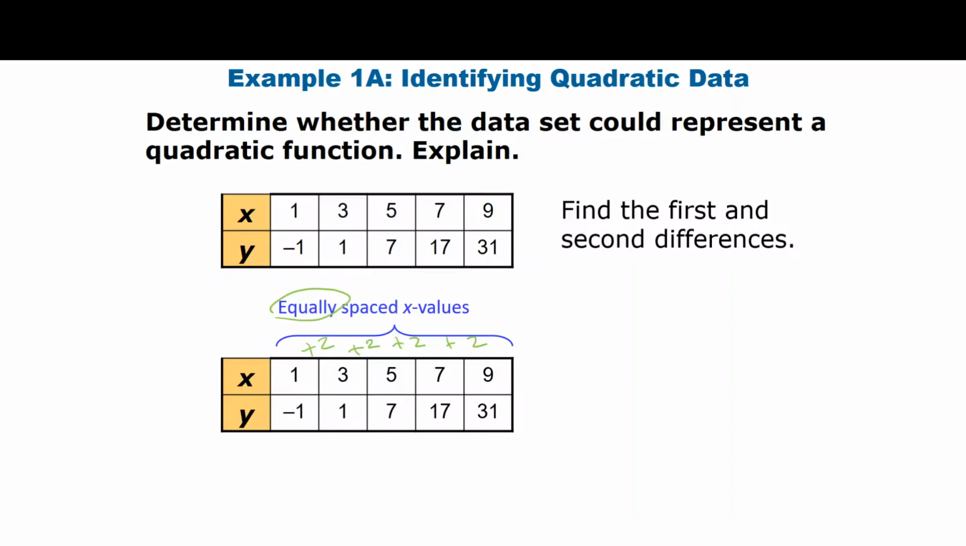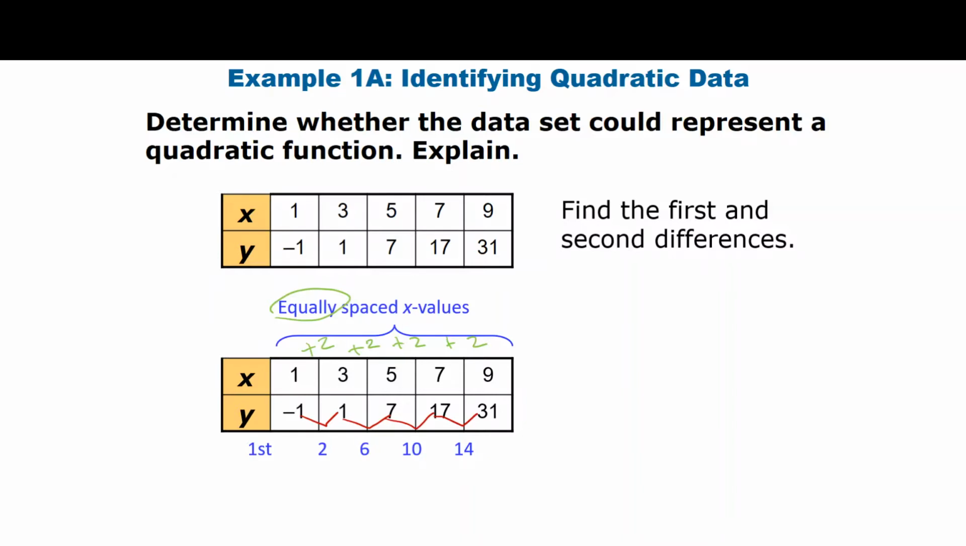In our y's, I'm going to put the differences up here for us. From -1 to 1, we had to add 2. From 1 to 7, we had to add 6. From 7 to 17, we add 10. And from 17 to 31, we add 14. We might not know for sure by looking at the 2, 6, 10, and 14 if we have a pattern there, so we have to go to our second layer.